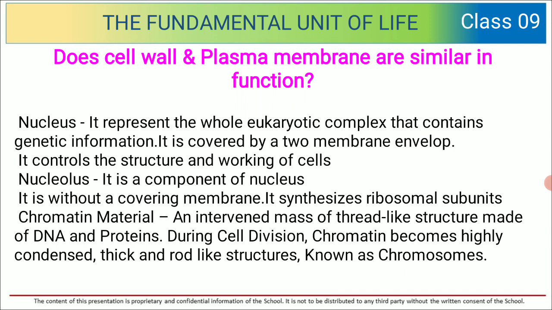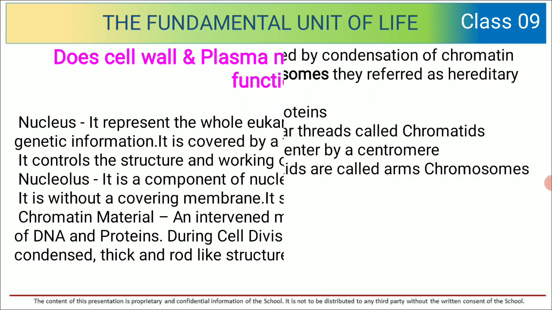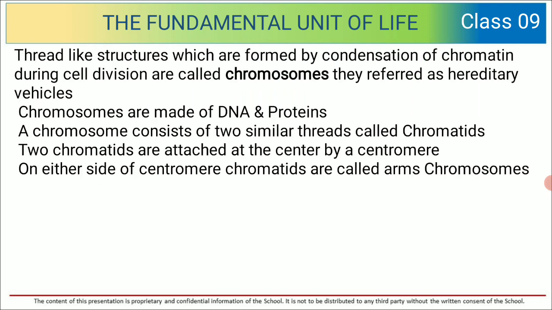If we talk about the nucleus, it represents the whole eukaryotic complex that contains genetic information. The nucleolus is a component of the nucleus. Chromatin material is an intertwined mass of thread-like structures. Now, what are these thread-like structures? These thread-like structures are known as chromosomes. Chromosomes are made up of DNA and protein. A chromosome consists of two similar threads called chromatids, and the two chromatids are attached at the center by the centromere.